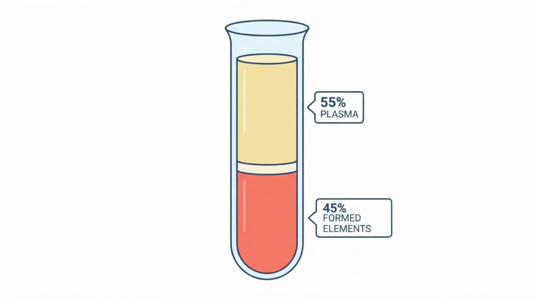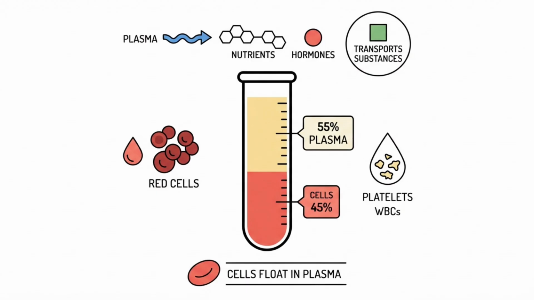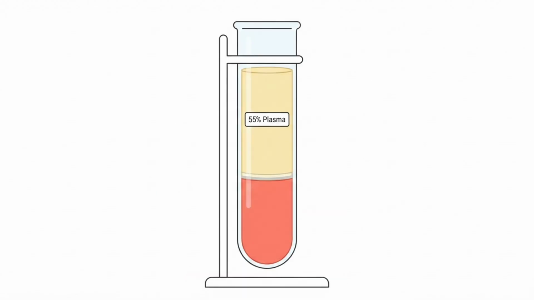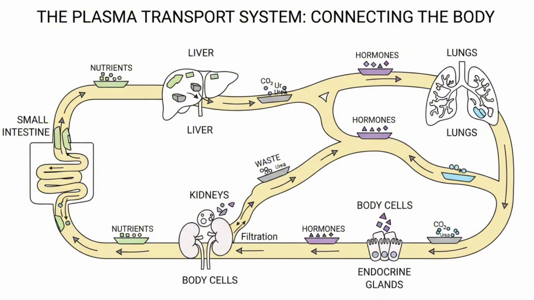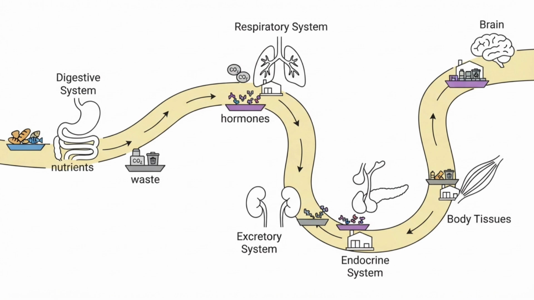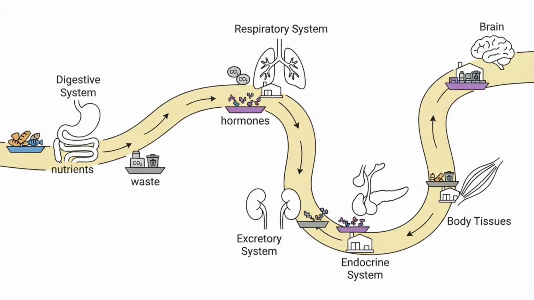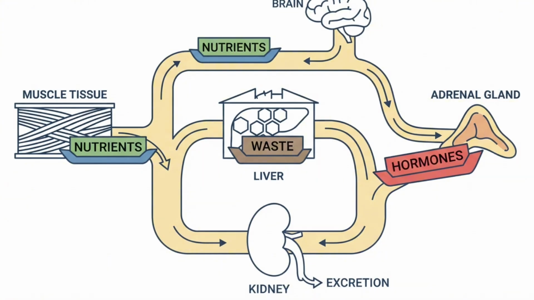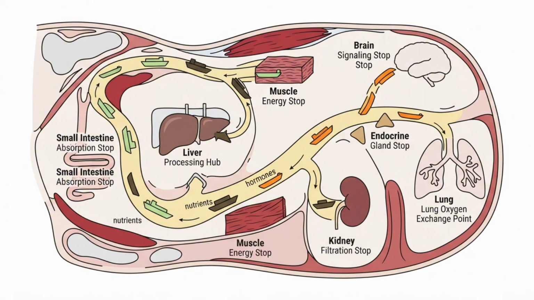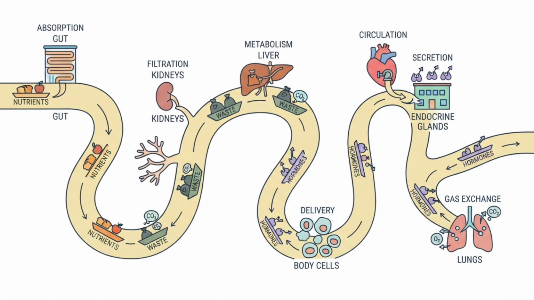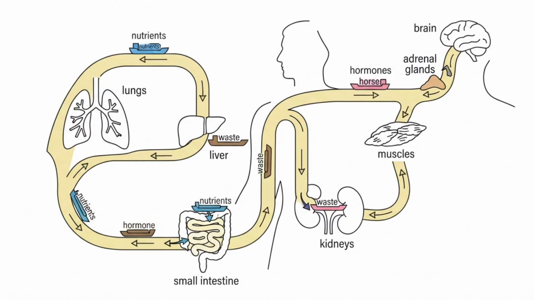Picture plasma as a river system running through a city, with barges constantly loading and unloading cargo at every dock. Nutrients get picked up at the intestines, waste gets dropped off at the kidneys, hormones get released from glands and delivered to distant target organs, all riding the same current. Unlike red blood cells, which are built almost entirely for a single job, plasma is a multitasking transport medium carrying dozens of different cargo types simultaneously, including the antibodies your immune system produces and the clotting proteins that platelets rely on to finish sealing a wound.